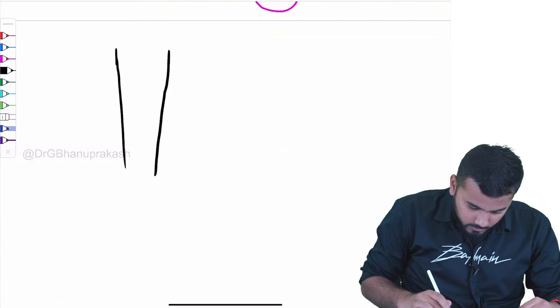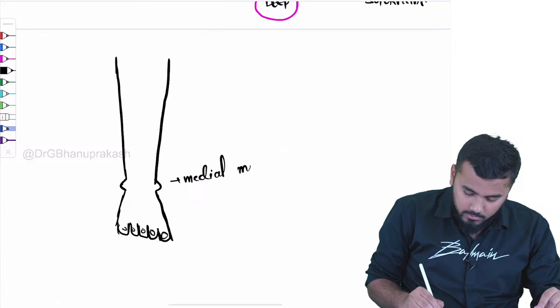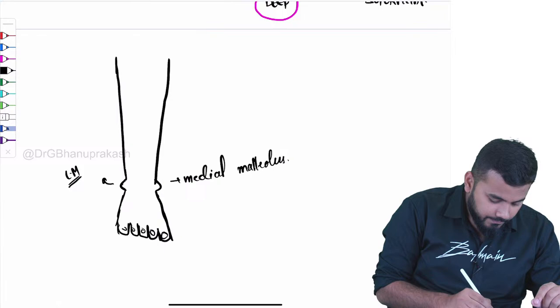Let us draw a big man's foot. So this will be my medial malleolus, and this is going to be my lateral malleolus.